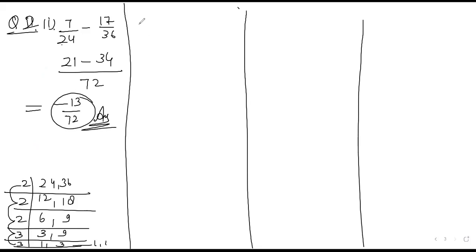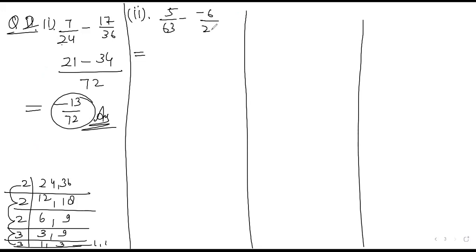Okay, now similarly for the second part, 5 upon 63 minus of minus 6 upon 21. Let me write properly.